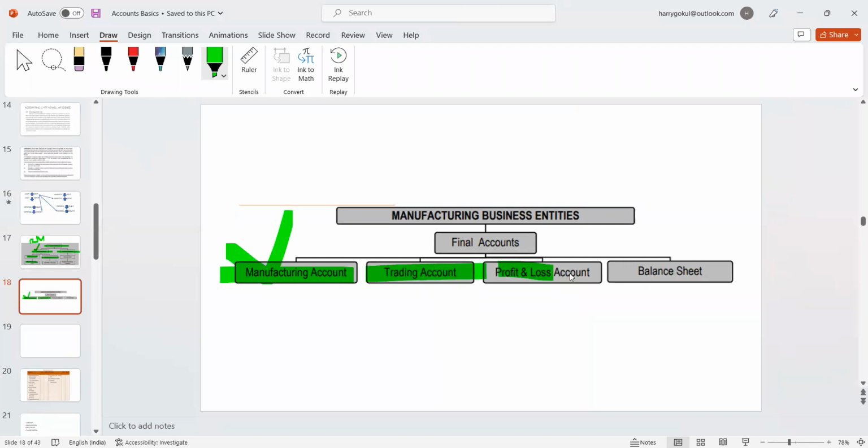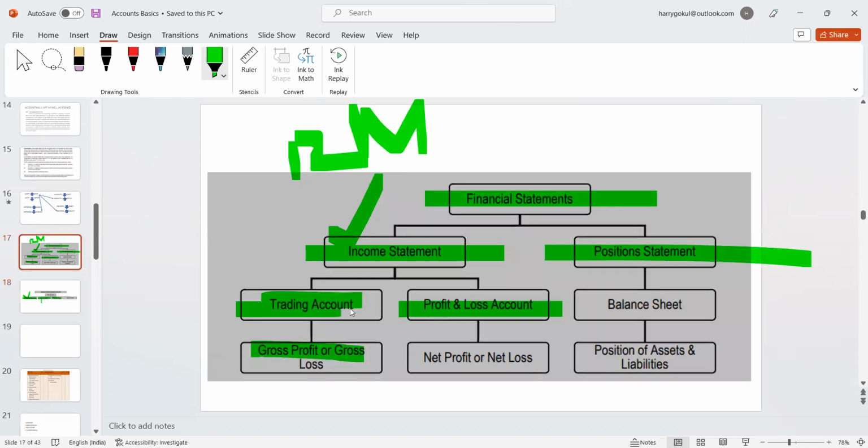Then trading and profit and loss. In trading, you purchase or manufacture a product and sell it to the concerned person. Trading means selling and purchasing of something. Direct income and direct expenses are related to the trading activity. The indirect ones come under the classification of profit and loss accounts.